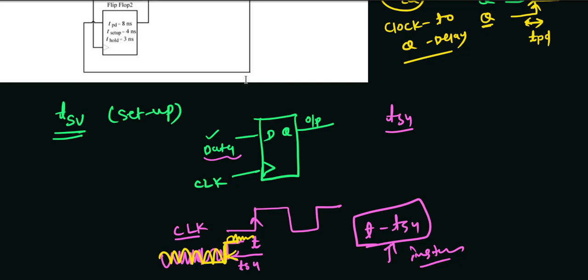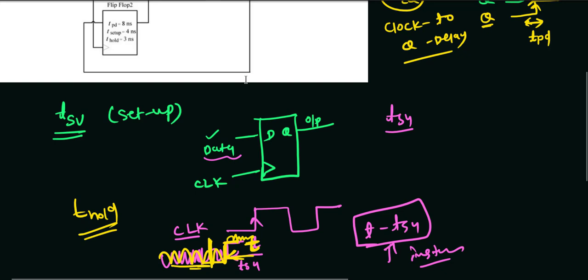Now data can stabilize here also, we don't have any problem, but at least t setup time before this clock edge my data should be stabilized. So this is the constraint on the t setup time. Now similarly we have the hold time constraint also. Now what is the hold time constraint?